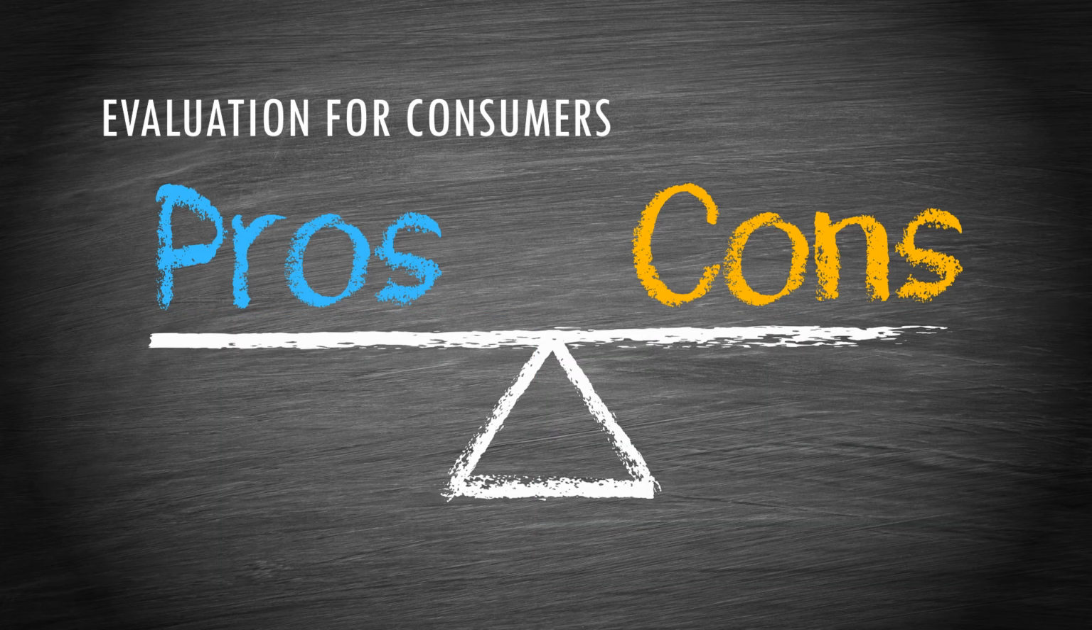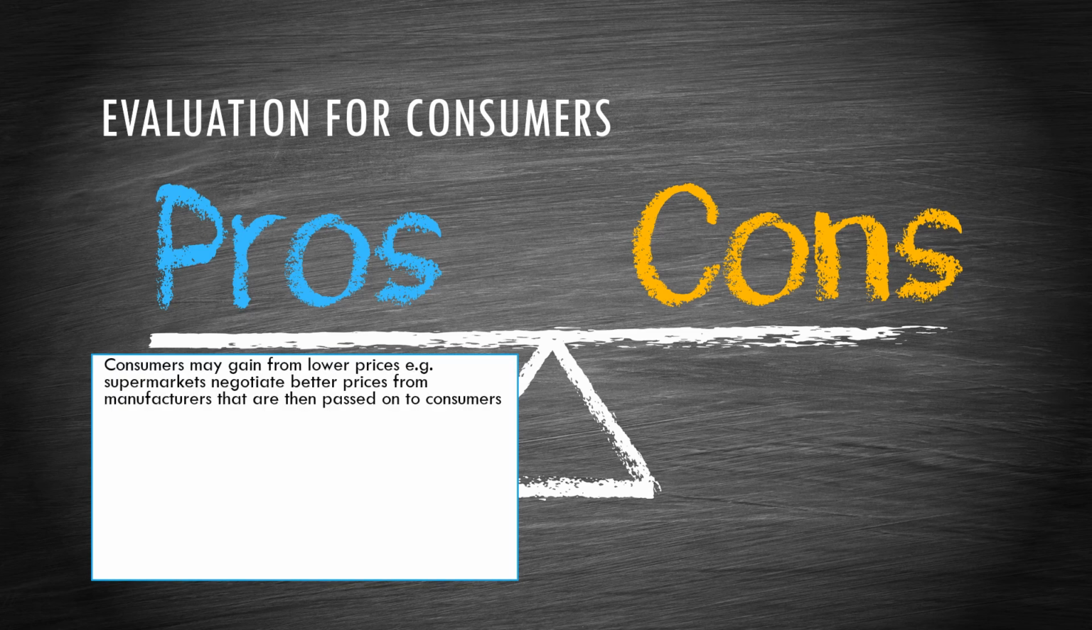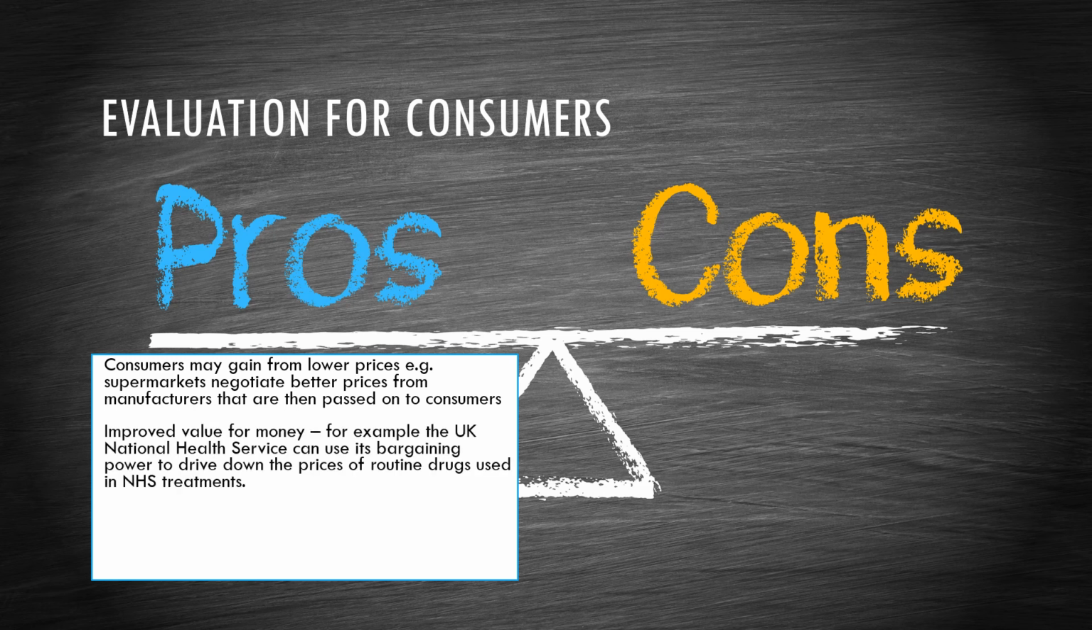Now let's look at consumers. Consumers may gain from lower prices, for example, lower prices for the final product, for example milk, because the supermarkets can negotiate better prices if the supermarkets are the only purchaser of milk from the farmers. Maybe I can get better value for money. For example, if the government are the only people buying medicines, they can get good prices for those drugs, and this will drive down the cost to the taxpayer.